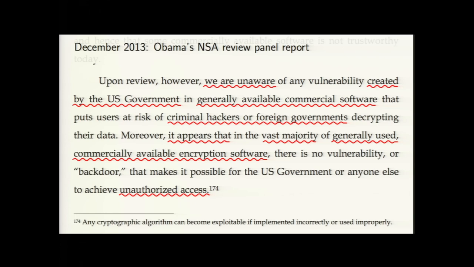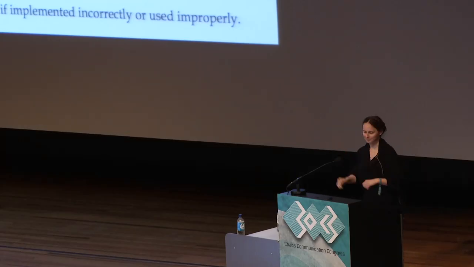cryptographic vulnerabilities. So I have, for ease of reading here, underlined all of the weasel words that are being used in this paragraph. "Upon review, we are unaware of any vulnerability created by the US government in generally available commercial software that puts users at risk of criminal hackers or foreign governments" (not our government, the only foreign ones) "decrypting their data." It goes on. "So, under this program." "Under this program" is the only thing missing here.